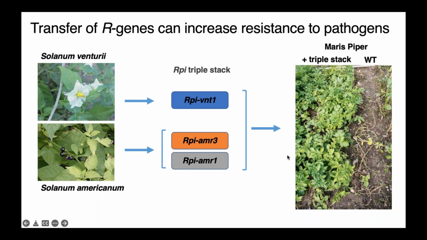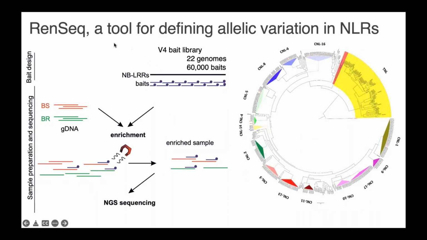But obviously we want to further improve this and make it more durable by stacking additional R genes. But to do this, we need to first clone them. These 3 genes were cloned over a period of around 15 to 20 years. With resistance gene enrichment sequencing, we can now rapidly clone more. Using RenSeq, which was originally developed in the Jones group, we can enrich for resistance gene encoding DNA and then sequence them and characterize the allelic variation between different accessions.